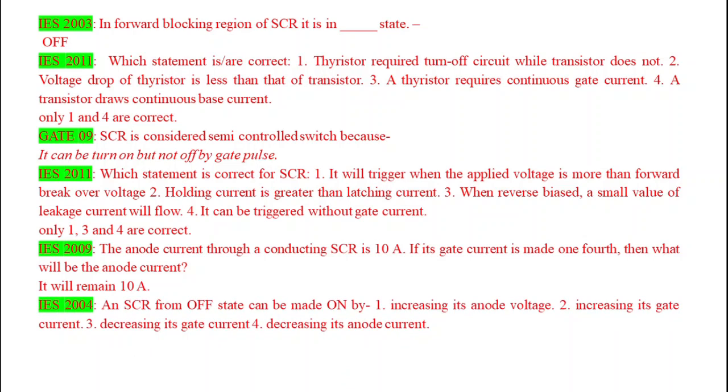Now the last question is, an SCR from off state can be made on by: 1. increasing its anode voltage, 2. increasing its gate current, 3. decreasing its gate current, 4. decreasing its anode current. So here only 1 and 2 are correct. This is a very simple question. So that is all about this chapter.